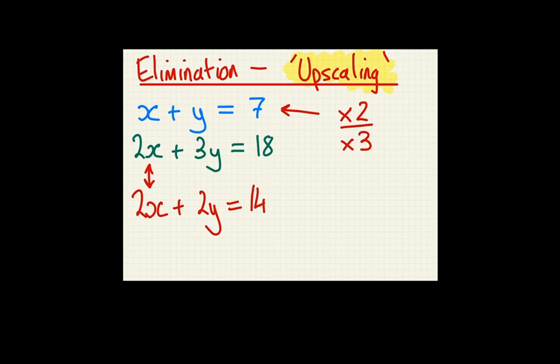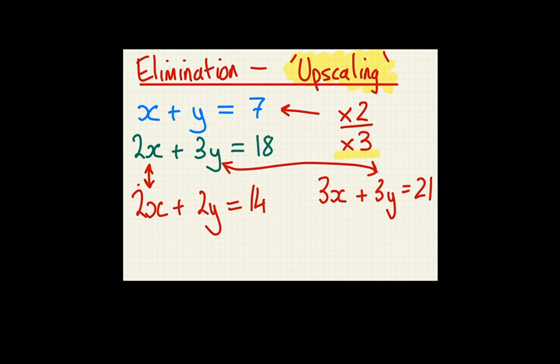We could, if we wanted to, also multiply by 3. So we multiply it by 3, we get 3x plus 3y is 21. And now we can see that the 3y and the 3y are the same. Once we have one of the coefficients the same, now this could be a positive 3y or a negative 3y. It's the 3 that we're looking at. Same with the 2x, it's the 2 we're looking at, not whether it's positive or negative.